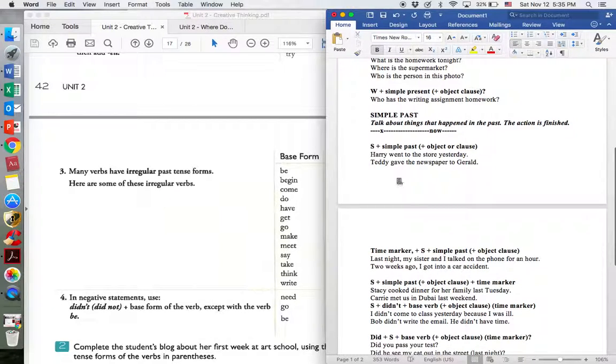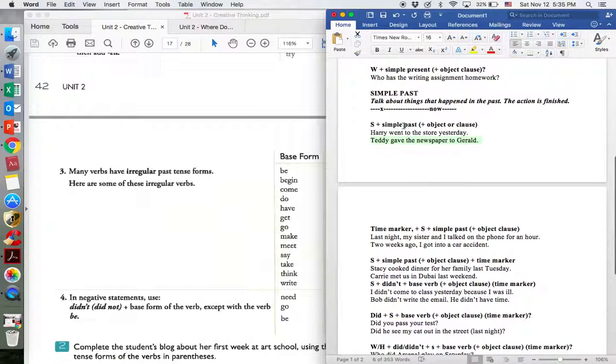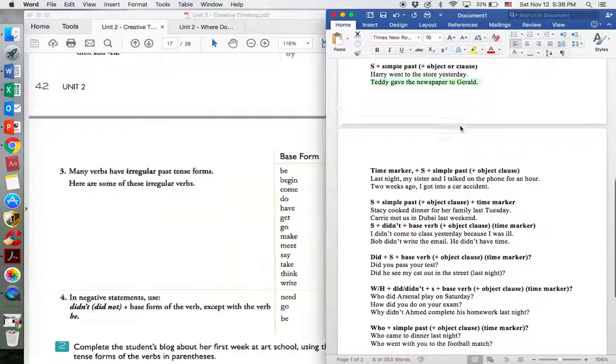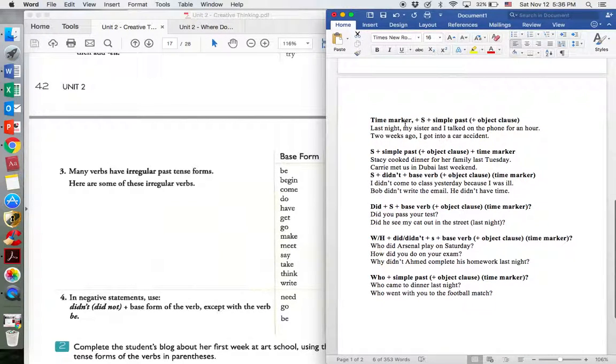It's a specific instance. Teddy gave the newspaper to Gerald. This is a one-time only thing. The action is finished. Subject plus simple past, and then an optional object or clause. We can also use a time marker plus subject, simple past, and then object clause.